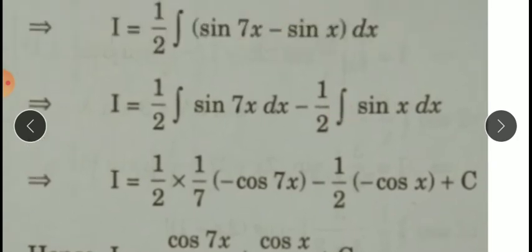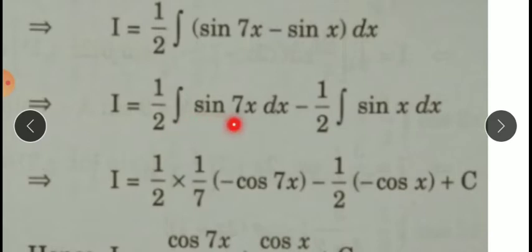This becomes I is equal to 1 upon 2 integration (sin 7x minus sin x). Separating the terms, I is equal to 1 upon 2 integration sin 7x minus 1 upon 2 integration sin x. Once again, for the integration of sin 7x, we have to use 7x as t, that is, the substitution method.